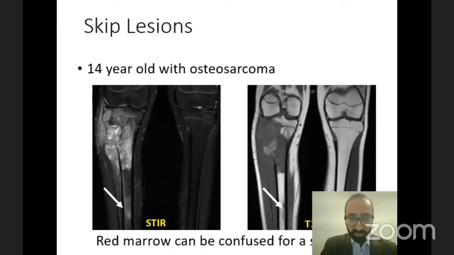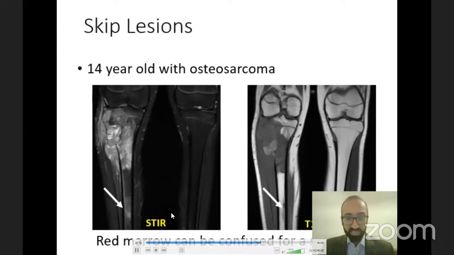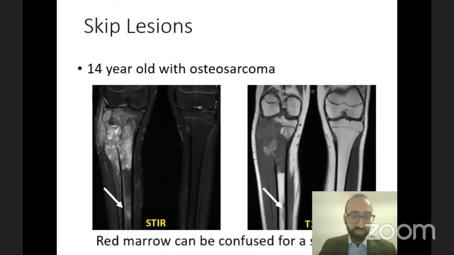So this is another example of a skip lesion in a 14-year-old with an osteosarcoma. You can see the primary lesion in the tibia. And there's this area of high signal in the shaft, but there's nothing corroborating on the T1. Because there's nothing on the T1, we can say that that is perhaps related to altered walking or stress in the bone, but there's no lesion there. This is not a skip lesion, so just be careful when you're looking at the fluid-sensitive sequences.